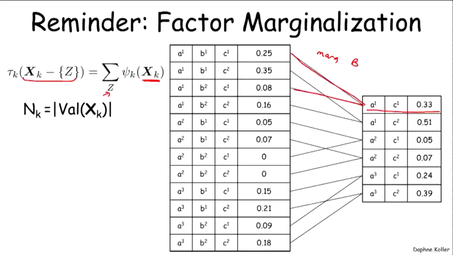But if we turn this on its head, we also see that each row, so each number in this factor, is used exactly once. Each one gets added to only one of the rows in the new factor. And so a simple upper bound on the number of additions that we need to do is simply the size of this factor, nk.